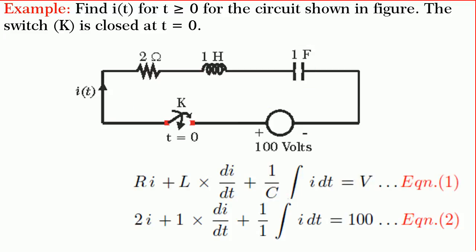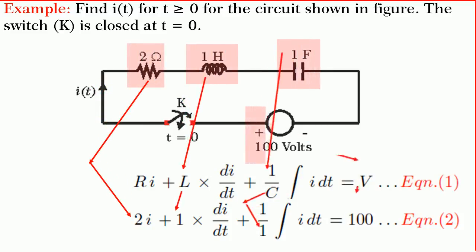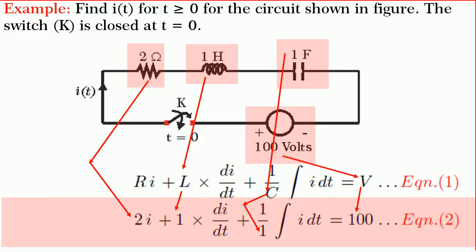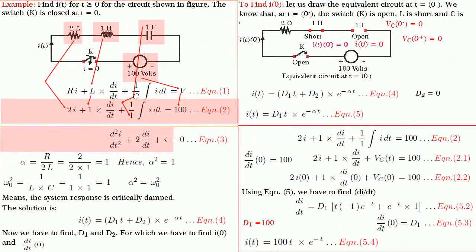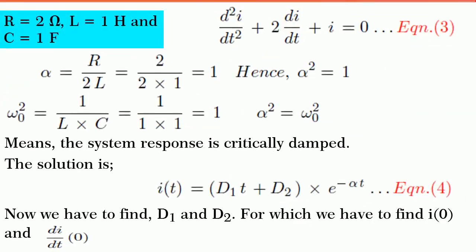By substituting the values of R, L and C and V and differentiating it with respect to t, we get the standard form of the second order ODE as d squared i by dt square plus 2 di by dt plus i is equal to 0. Let it be equation 3. Substituting the values of R, L and C, we get alpha is equal to R by 2L, which we get equal to 1, and hence alpha square is equal to 1. Similarly, omega naught square is equal to 1 by LC and omega naught square also is equal to 1.